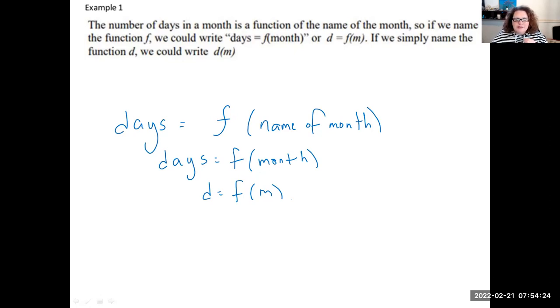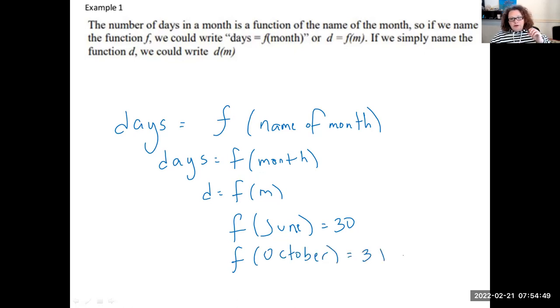So what this means is if I can choose any month, and I'm just going to go with June, it's my birthday month. So the function of June is going to give us 30 because there's 30 days in the month. If I say function of October, that's a month, then you're going to get 31 days. Now, we can go in that direction to where the function of the month is equal to the days.